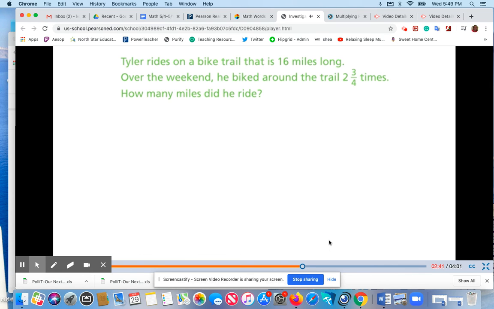Chandra solved this problem by thinking about the numbers. Tyler biked the trail 2 times, so 2 times 16 equals 32. Then he biked 3/4 more of the trail. 1/4 of 16 is 4, so 3/4 of 16 equals 12. Tyler biked 32 miles and another 12 miles. 32 plus 12 equals 44. Tyler biked 44 miles in total.